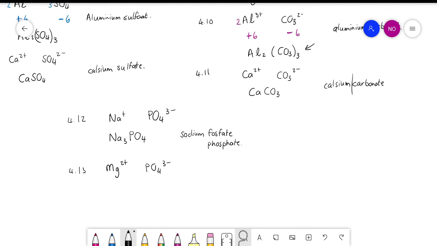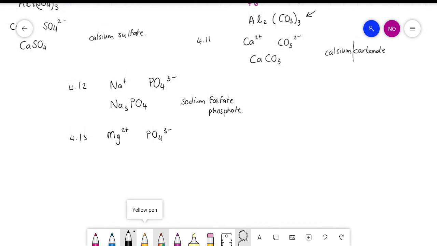Okay, by now we're almost used to this one already. I'm going to take it to 6. So positive 6 means I need 3 of those. Negative 6 means I need 2 of those. So it's going to be magnesium 3 and the whole phosphate group 2.